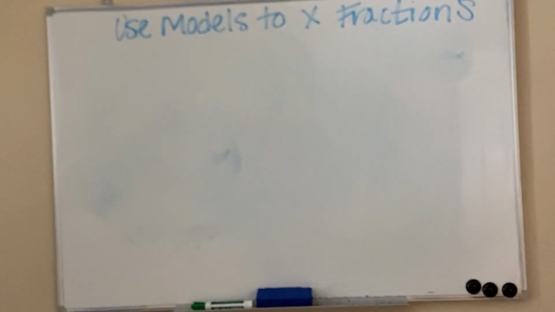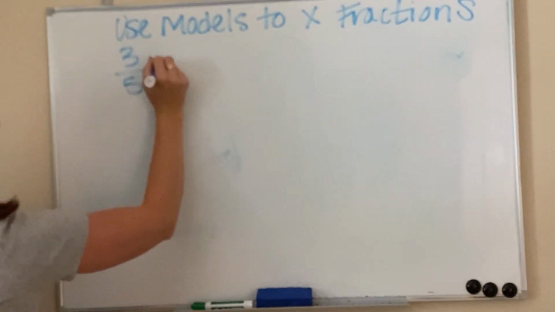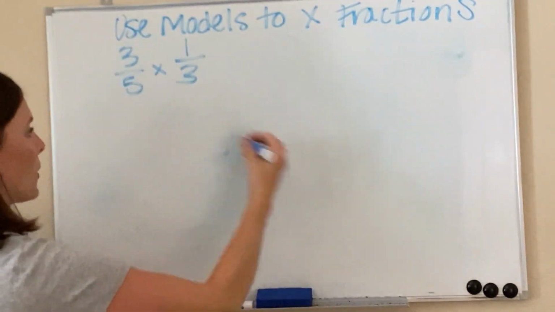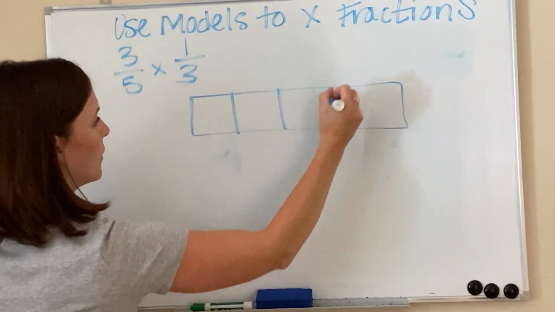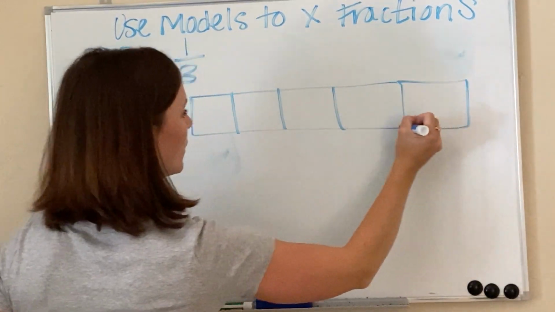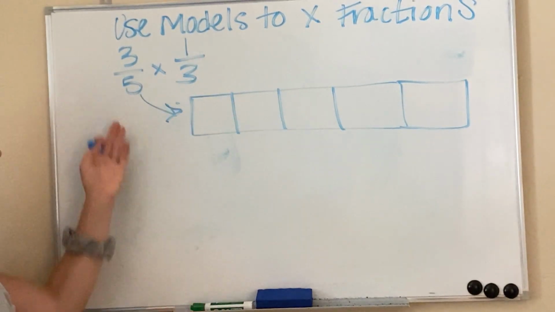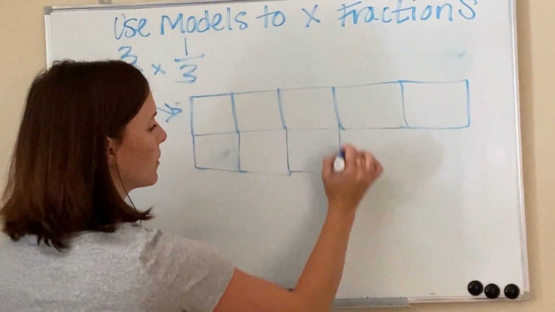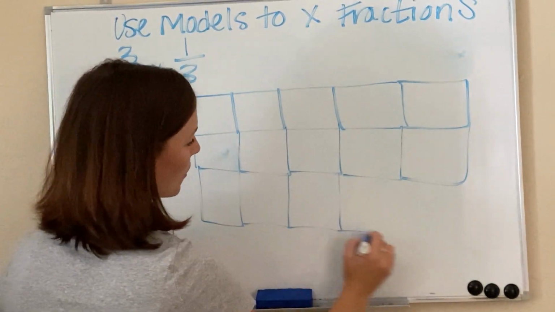Let's go ahead and do 3/5 times 1/3. So just focus on the denominators first. I'm going to do a 5 by 3. So 5 boxes. One, 2, 3, 4, 5. So there's my denominator for this one, and then 3 of them. So I need to draw this out 3 times because I'm multiplying it by 1/3.